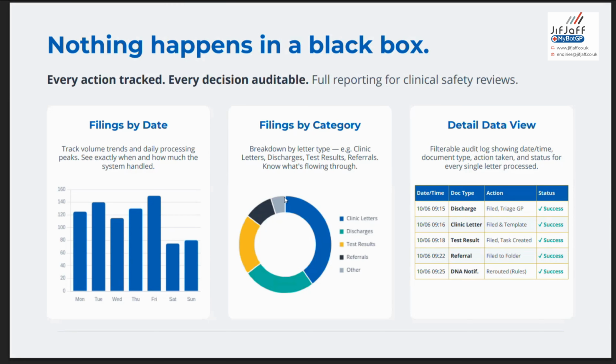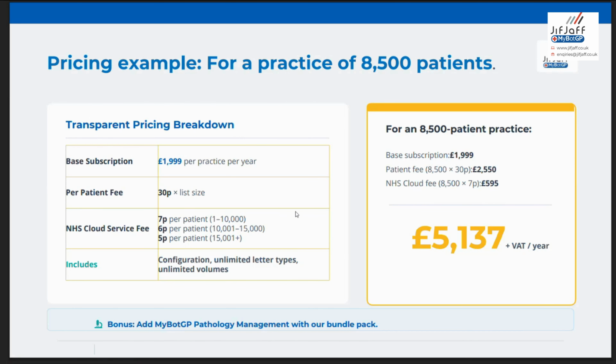Here's just a little bit on the audit log, but essentially any letter that it's seen, there's going to be a footprint of. The way that we charge for this letter is the same pricing mechanism as we do for the pathology platform, other than an additional £1,250 for configuration. So this 8,500 list comes in at 5,137 plus VAT, which essentially is 1,999, list times 30 pence, and then either 7 increments of 7, 6 or 5 pence for NHS Cloud. And that's unlimited letters and unlimited volumes.